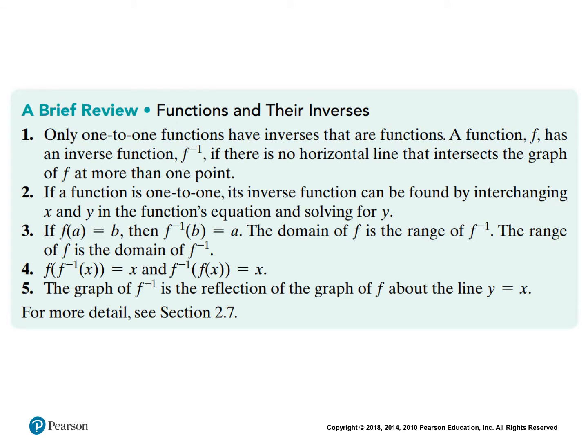So just a review with inverses so it can help us on this lesson. Only one-to-one functions have inverses that are functions. A function f has an inverse function, and we call that f to the negative 1, if there's no horizontal line that intersects the graph of f at more than 1 point. So it has to pass the horizontal line test.